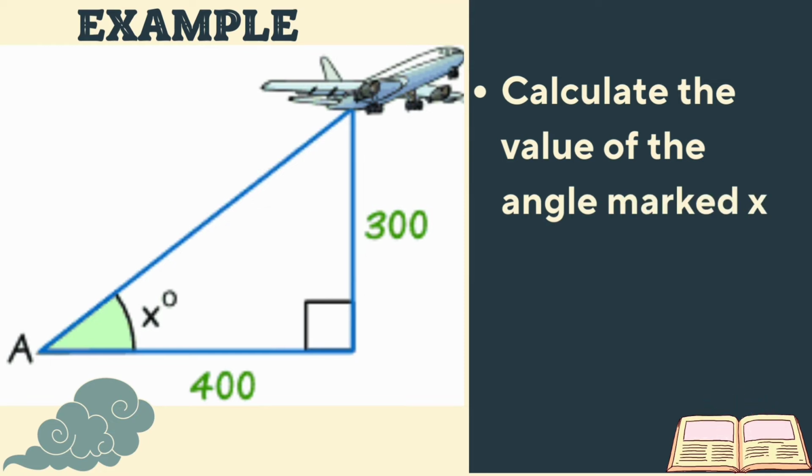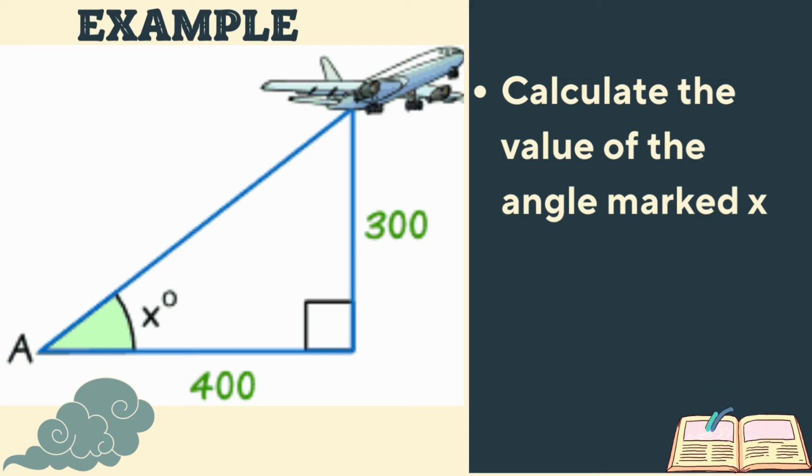So let's take another example. This time around, you have another airplane, and we are told to find the value of the marked angle X. So to find this marked angle X, we are going to ask ourselves, what are the sides that are given? You are given the opposite, and then you are also given the adjacent.